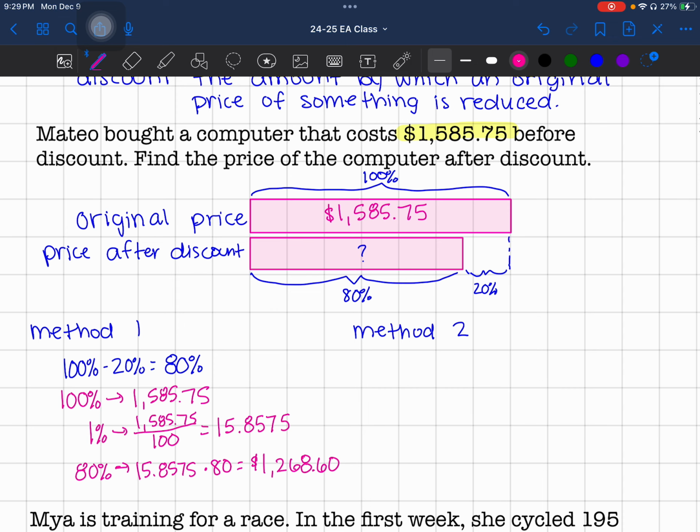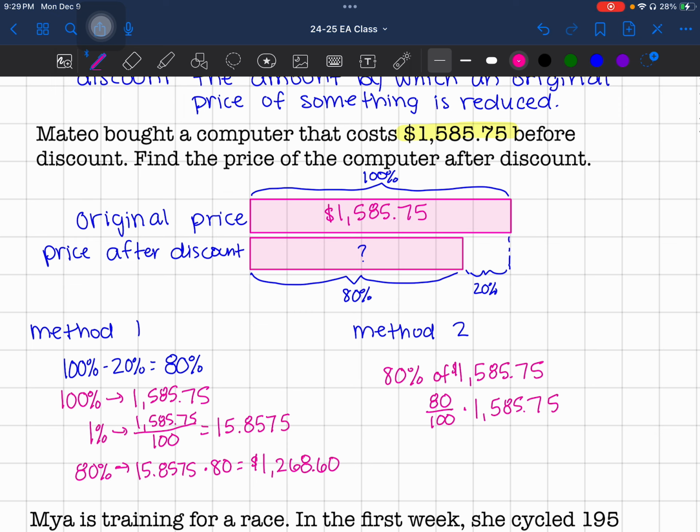Method 2 is we can just find 80% of the original price of $1,585.75. Okay, so 80% is written as 80 over 100. And then we multiply by 1,585.75. And this is where you can use a calculator.